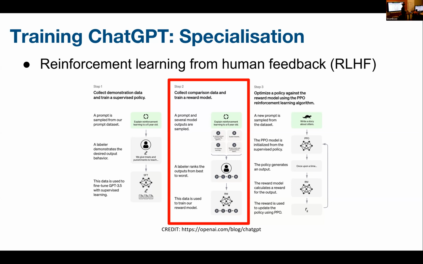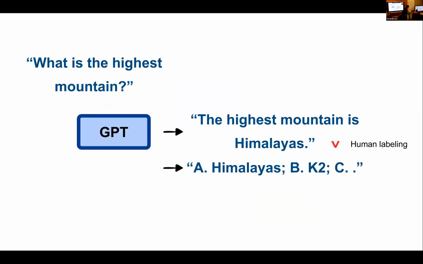and that's why we can't really call it either supervised or unsupervised learning. That's why we have this RLHF, reinforcement learning from human feedback term. And really, that's what we use. So yeah, we build this, we give it that the highest mountain is, in this case, the Himalayas.